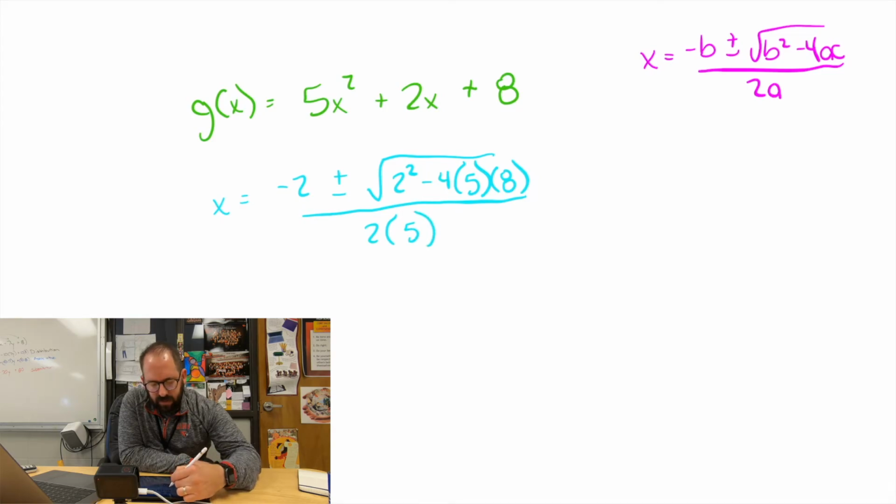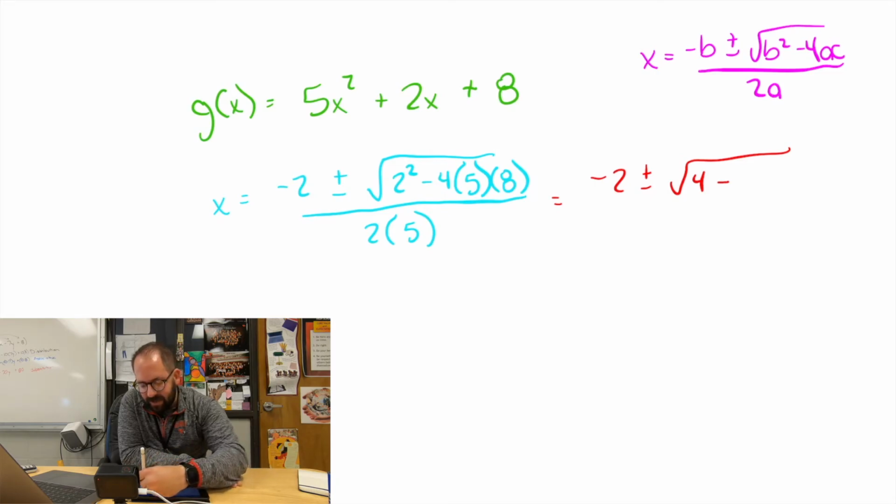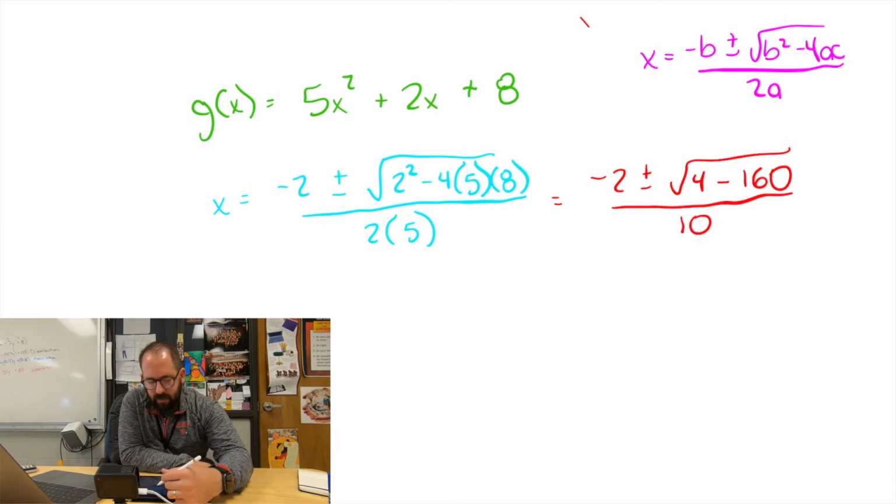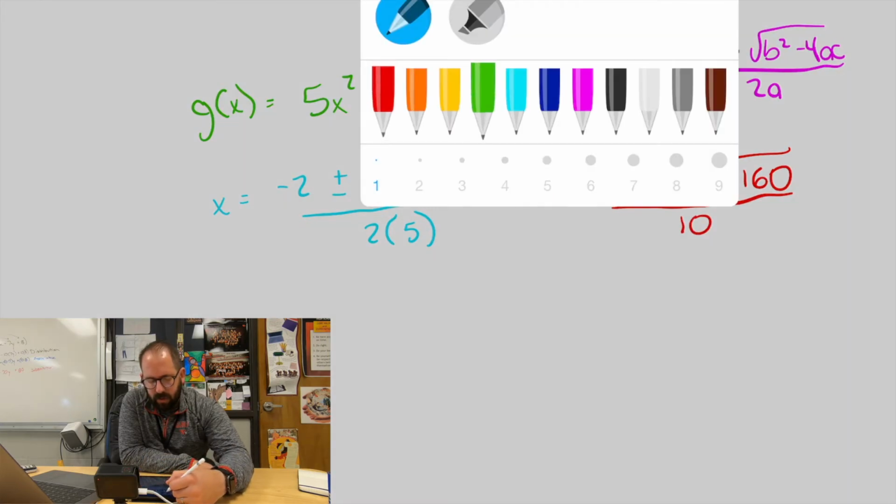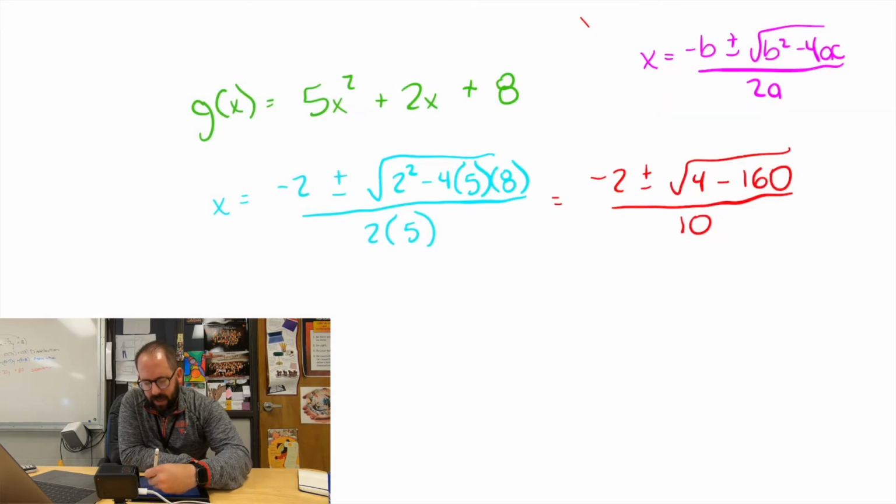And why this is a special case and why I designed this problem is because you're going to notice what's going to happen here. -2 plus or minus the square root of 4 minus, what is that, 20 times 8, which is 160, all over 10. Well, here's the goofy part. You're going to get -2 plus or minus the square root of -156, all divided by 10.